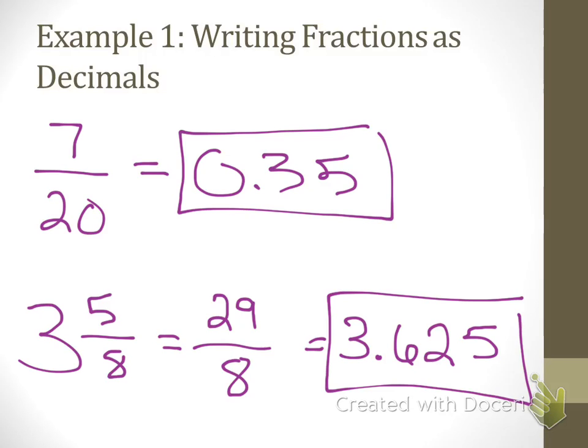So change the mixed number to an improper fraction, then divide top divided by bottom, and that gives you your decimal value. Okay? So what are we doing? Dividing numerator by denominator to get our decimal value.